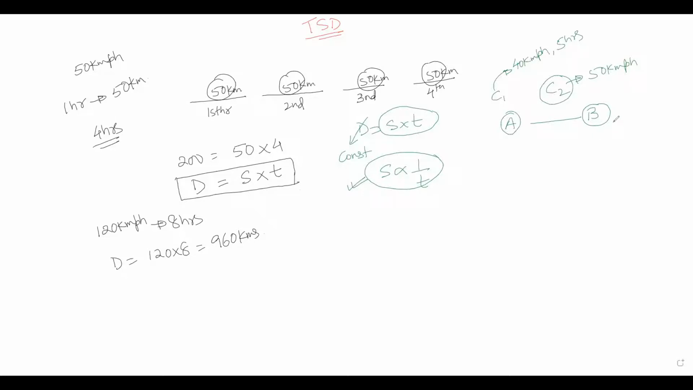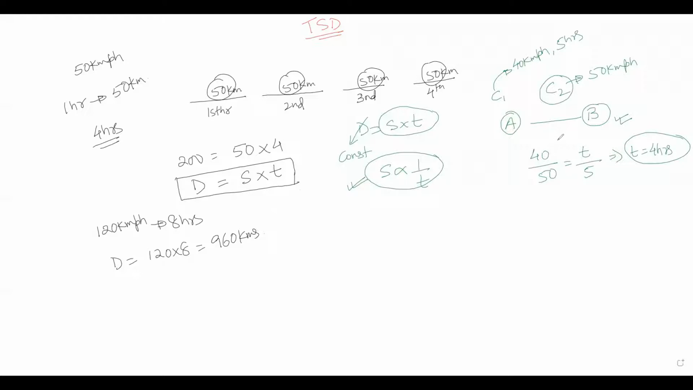In this case, the distance is constant. So we can say that the speed ratio would be the inverse of the time taken by these two cars. So we can say that 40 upon 50 would be equivalent to the time taken by the car C2, let it be T, upon the time taken by the car C1. So this would be 5. If you simply calculate this out, this would be simply 4 hours.